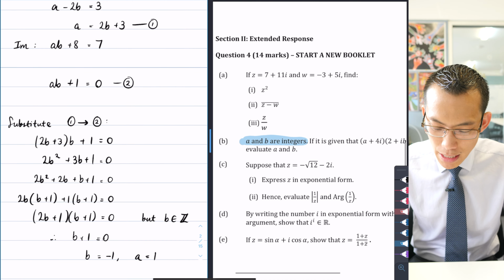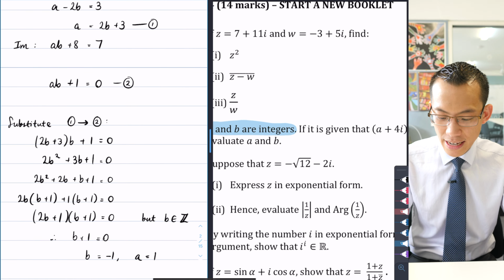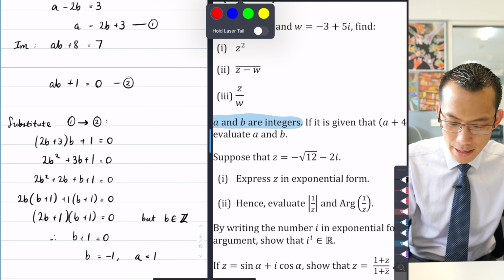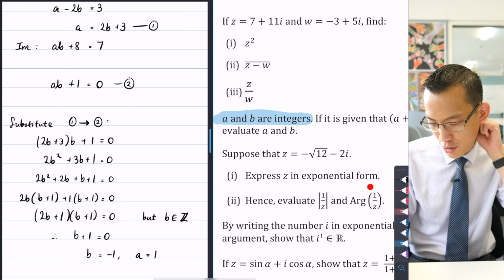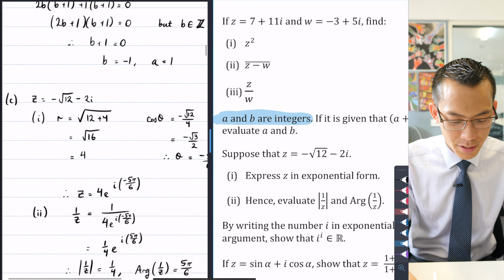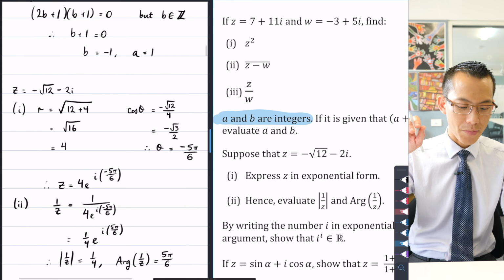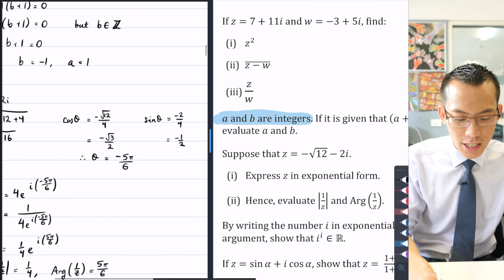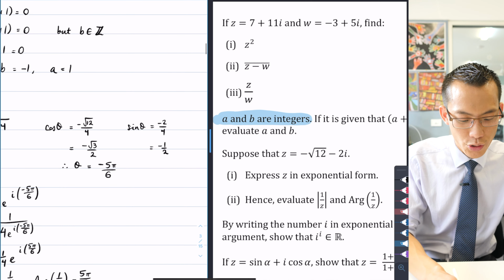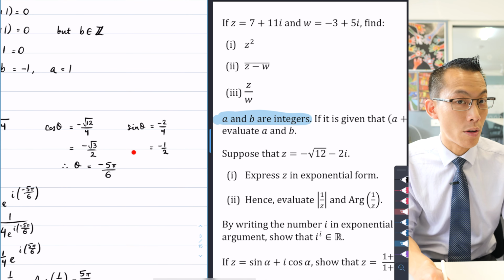Okay, part C. Suppose that z equals negative root 12 minus 2i. How do we do this? Express z in exponential form. So better students worked out what the modulus was by just doing that Pythagoras there, and then you could work out the argument independently by taking your cos and your sine and then working out what the relevant angle was.